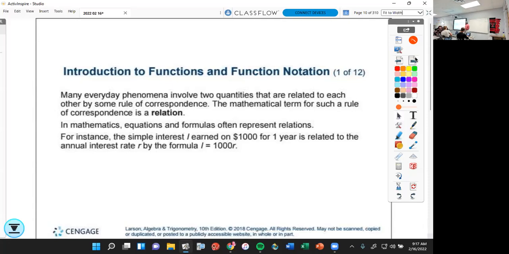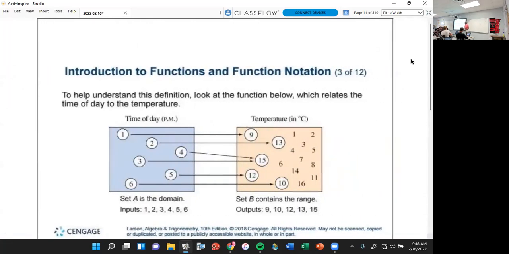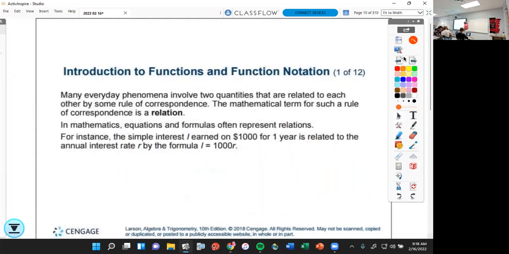Simple interest I earned on $1,000 for 1 year is related to the annual interest rate by the formula I equals PRT, right? The amount of interest you earn is equal to the principal amount times the interest rate times time, and in this case, time is 1. Since we know some of those variables, to calculate the interest I earn in 1 year on $1,000, I would have to know what R is, right? You give me an R value, I'll give you an I value that goes with it. Okay, simple relationship there.